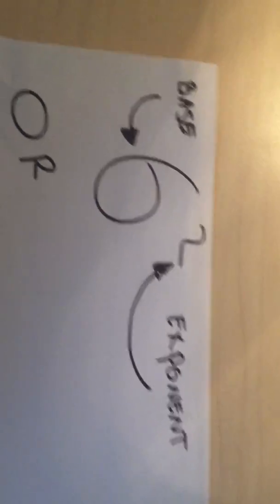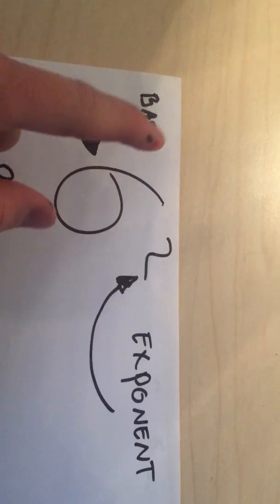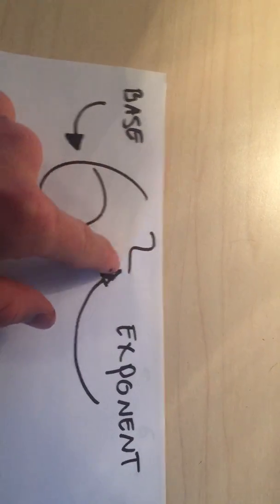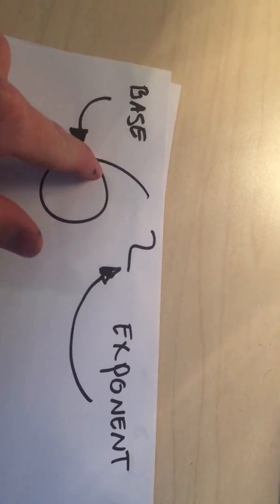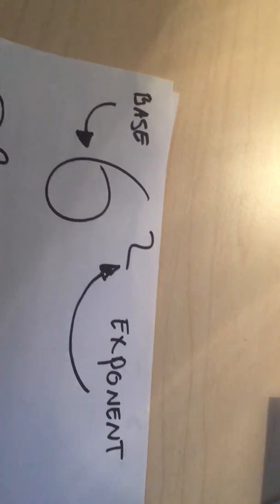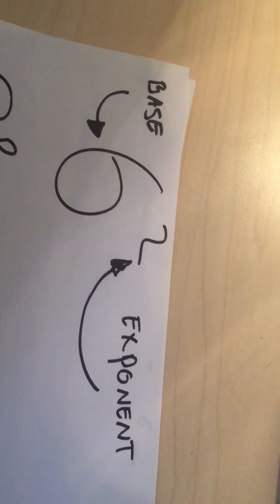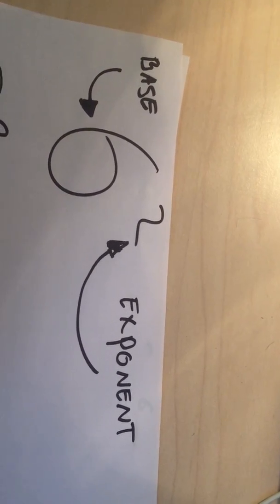So in math, we have something called an exponent. What that exponent does is it's a smaller number placed next to a larger number, and the smaller number, the exponent, tells us how many times that larger number is multiplied by itself. So in this case, the exponent is 2, so we can rephrase this as 6 times 6. If the exponent was 3, it would be put in expanded form as 6 times 6 times 6.